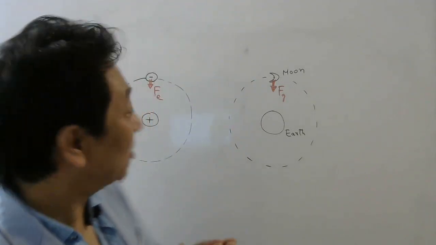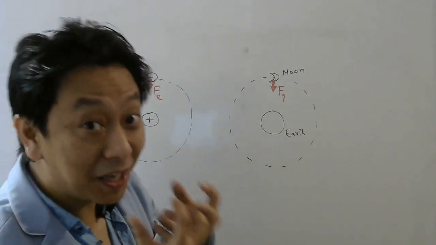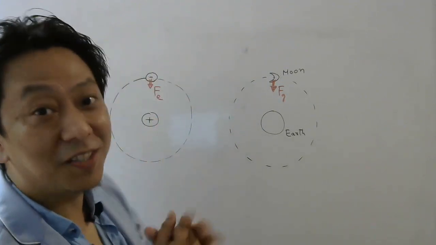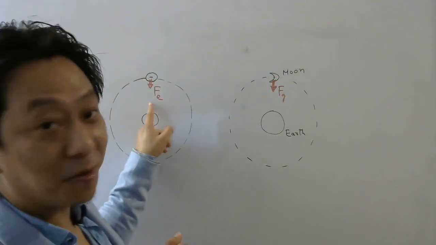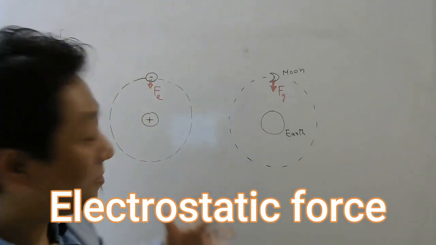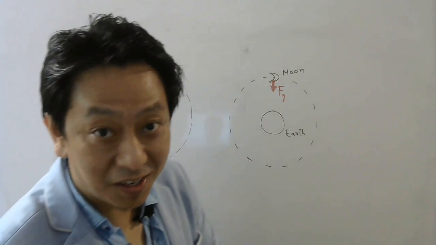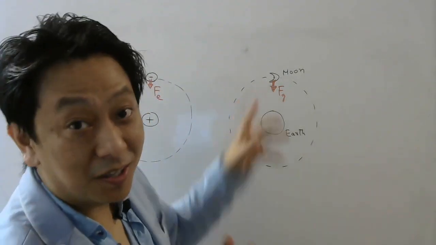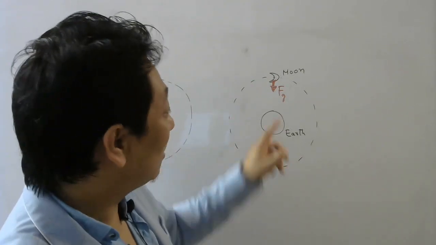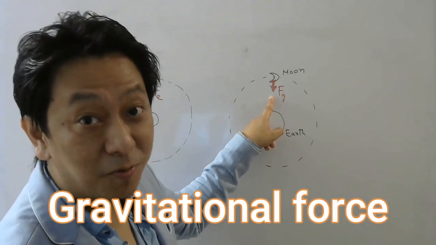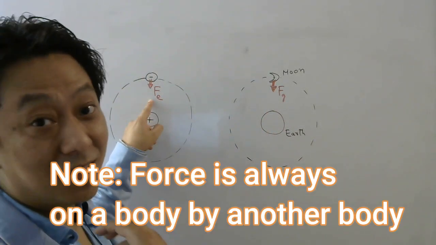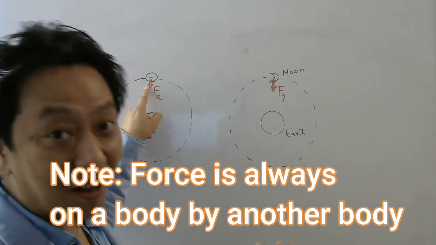Now we also know that this electron, being negatively charged, will be attracted by this positively charged nucleus, right? And this force of attraction is what we call the electrostatic force. Similarly, from Newton's law of gravitation, we know that the moon is gravitationally attracted by the earth. So this force represents the gravitational force on the moon by the earth, and this force represents the electrostatic force on the electron by the nucleus.